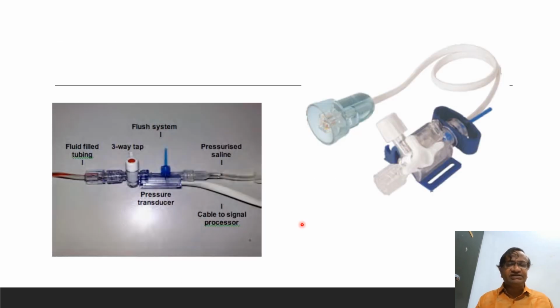Now this is another testing. So you see, this is the pressure transducer and the three-way tap, fluid filled tubing. You have a cable to the processor, and this is the pressurized saline coming here. This is the flow restrictor, and if you just pull this, the restrictor is bypassed. The pressurized saline will go to the arterial system. This is what is called flushing. You have a transducer which gets the arterial blood pressure, goes to the cable and to the monitor.